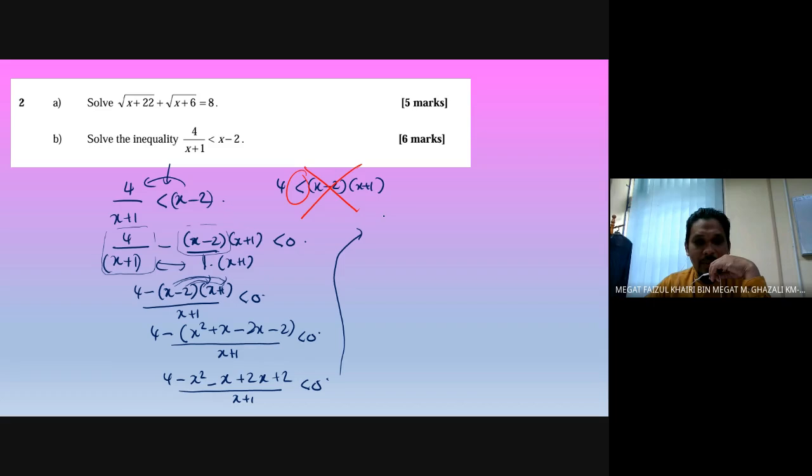So then we got, okay, negative x squared, 2x minus x plus 2x, and 4 plus 2 equal to 6, divided by x plus 1 less than 0. Factorize this. Okay, we got negative x and x.